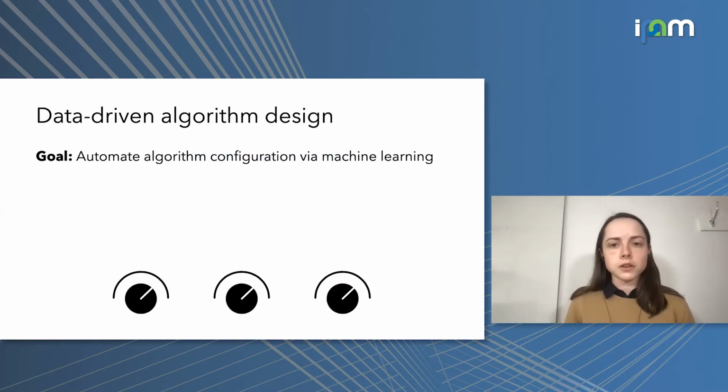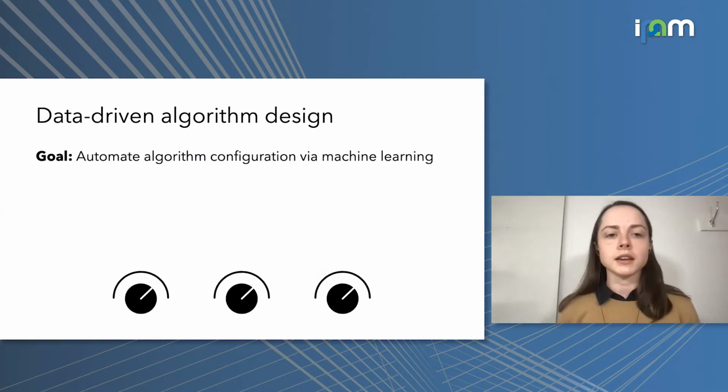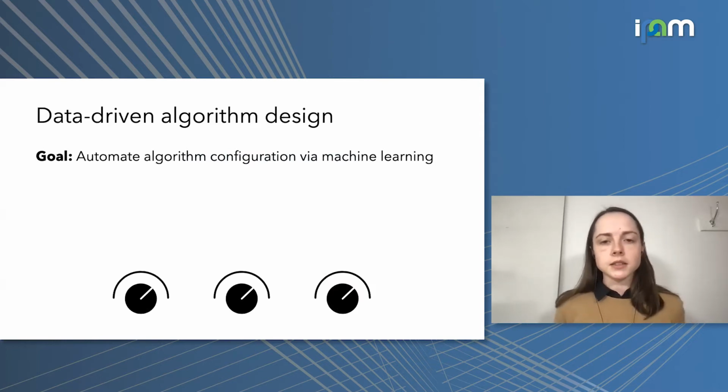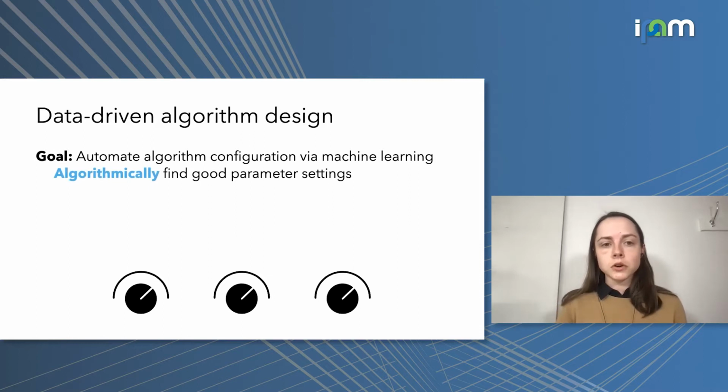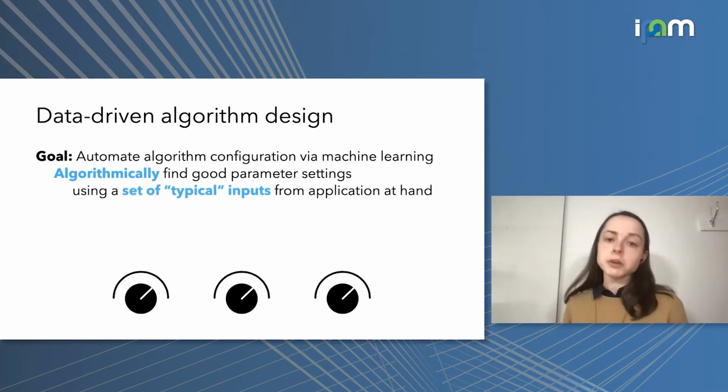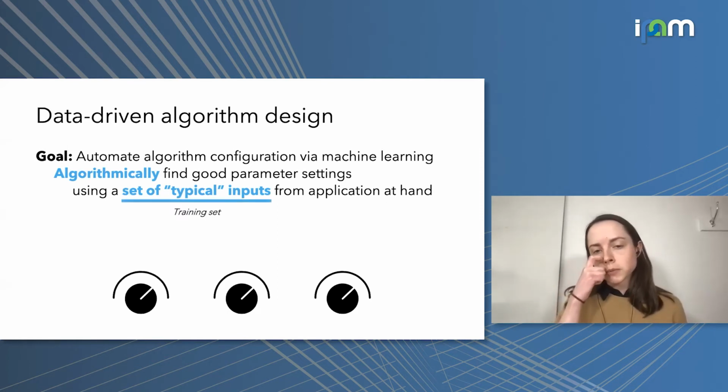So our goal in data-driven algorithm design is to automate the process of algorithm configuration or parameter tuning with the help of machine learning. So we want to be able to algorithmically find good parameter settings using a set of typical problem instances from the particular application domain at hand. And you can think of this set of typical problem instances as the training set.